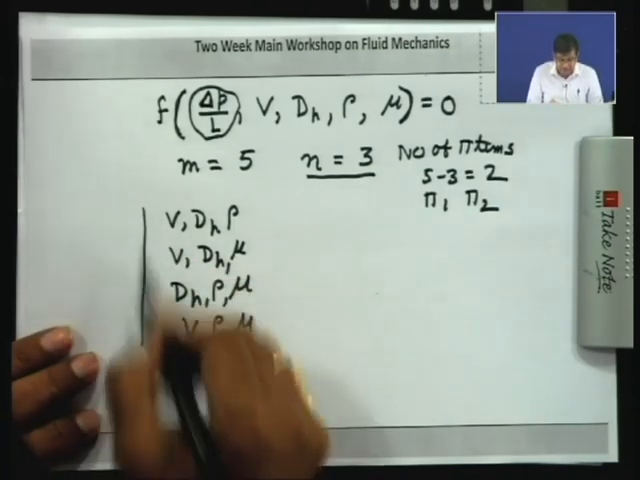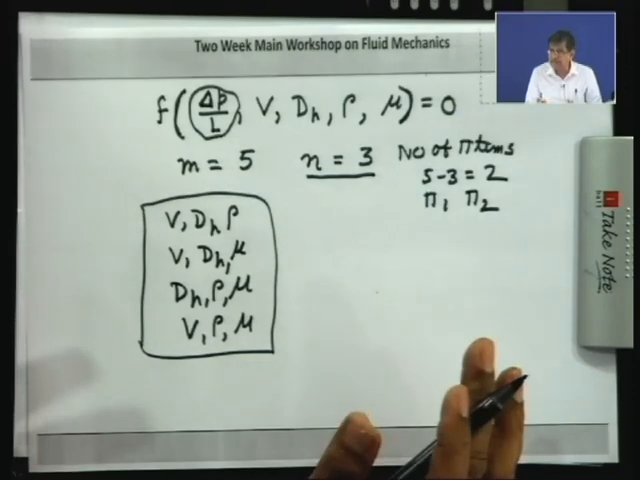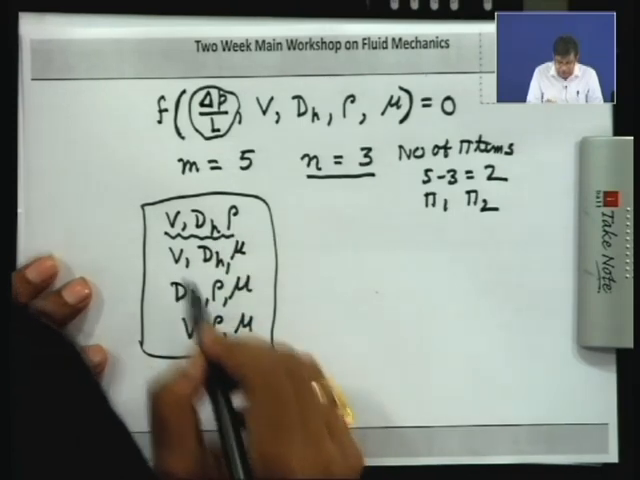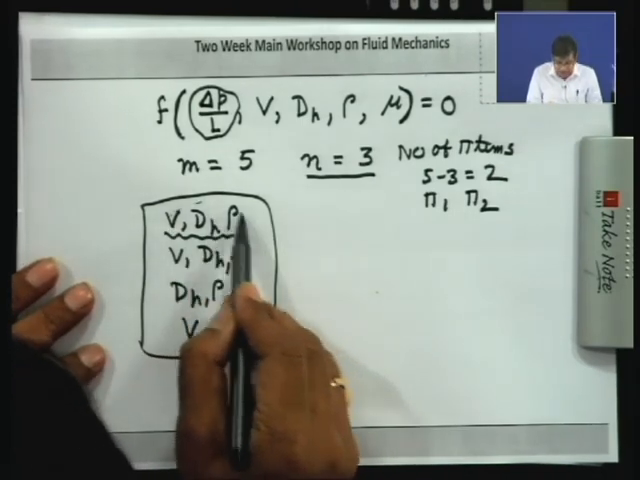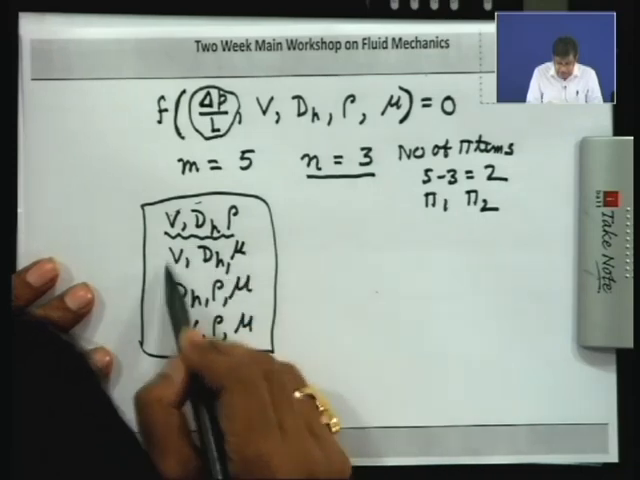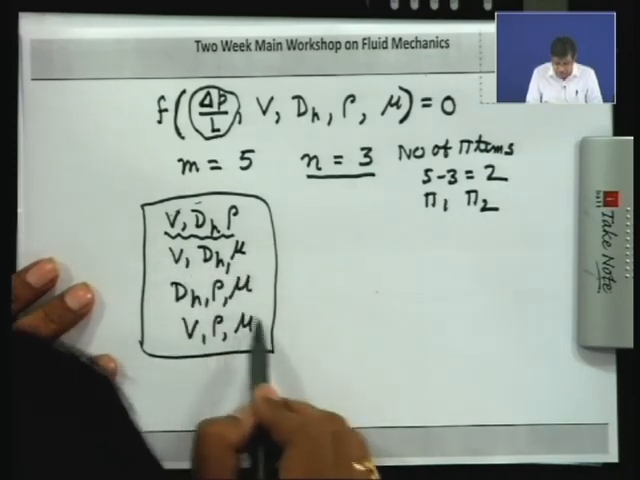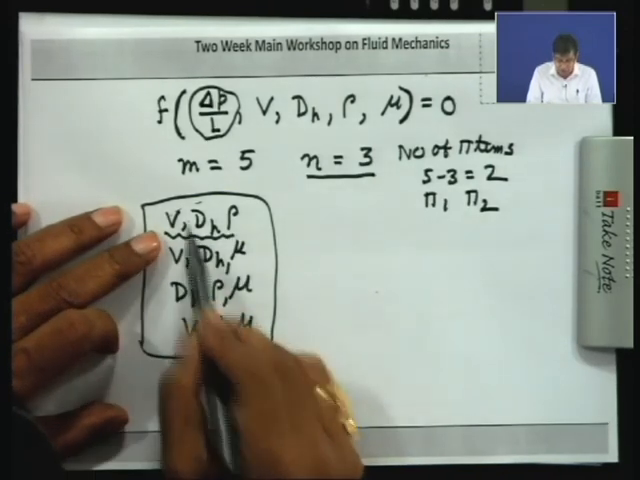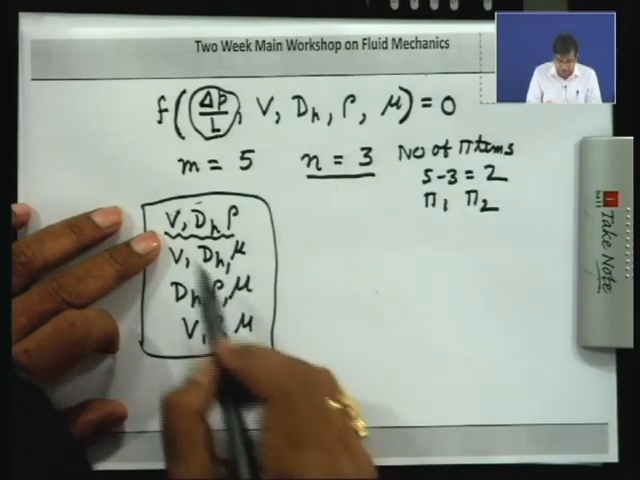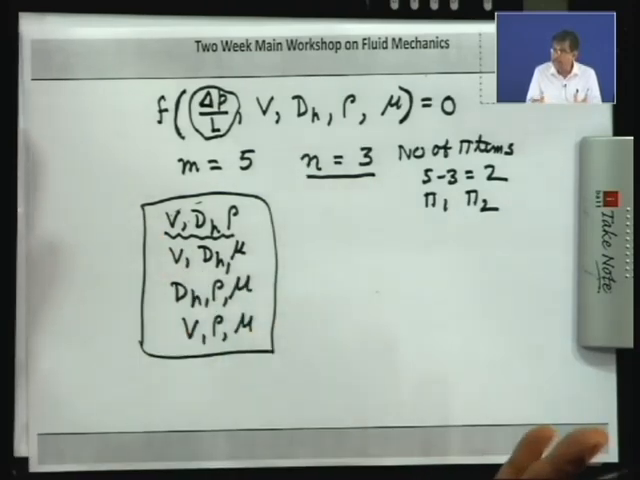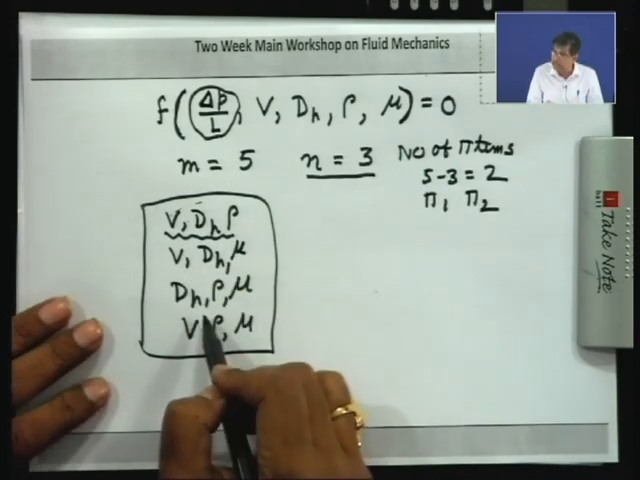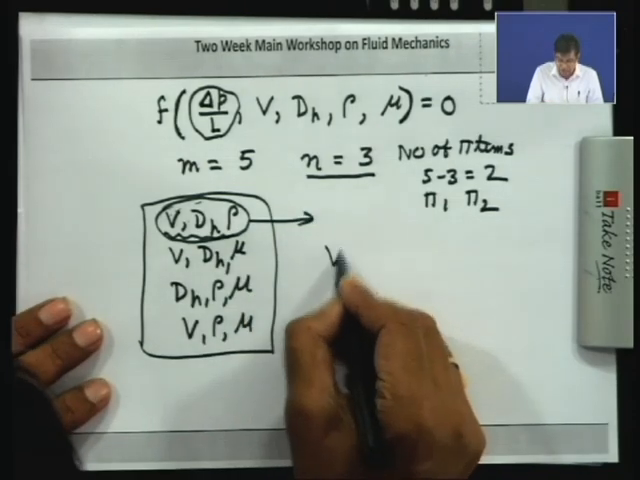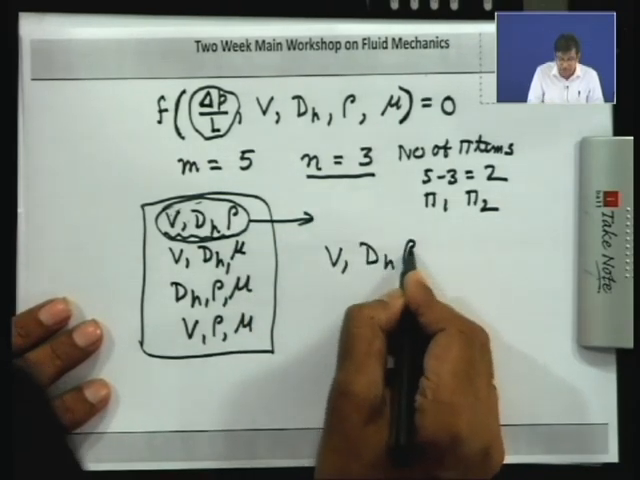It does not matter, as I have told, we can take any arbitrary 3 as the repeating variables. We check that in these 3, all of M, L, T are there. That means all these 4 combinations of repeating variables are legally okay, valid, justified. Any combination we can take. Let me take the combination V, dH, rho as the repeating variables.